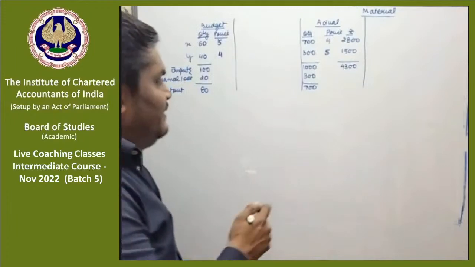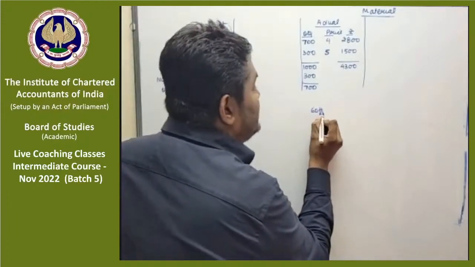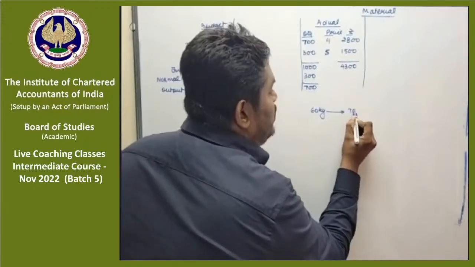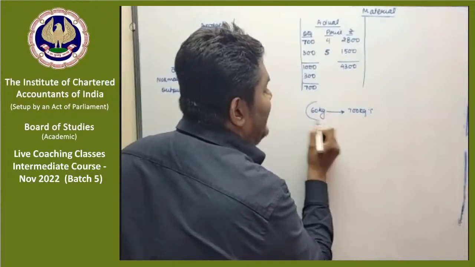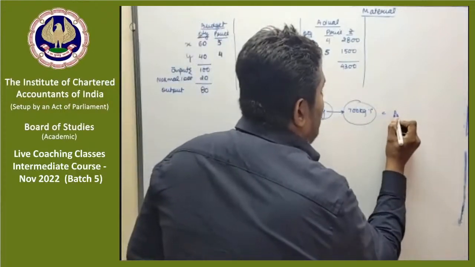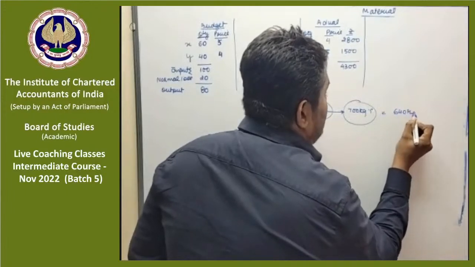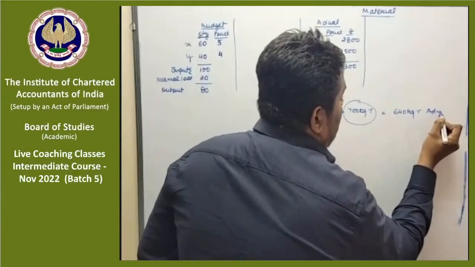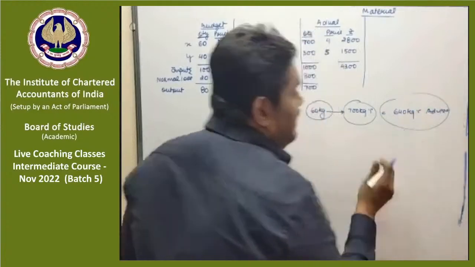Can we say that X was supposed to be used 60 kgs and we actually used 700 kgs? Can we say like that, that there is a loss of 640 kgs? Is this statement correct or not?